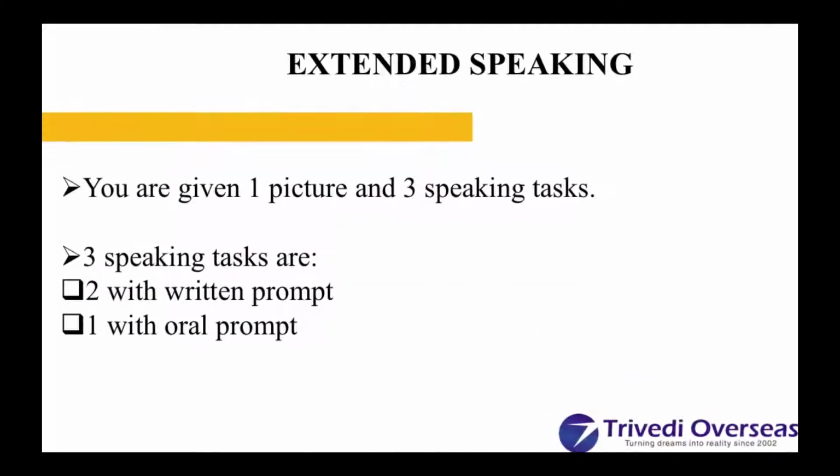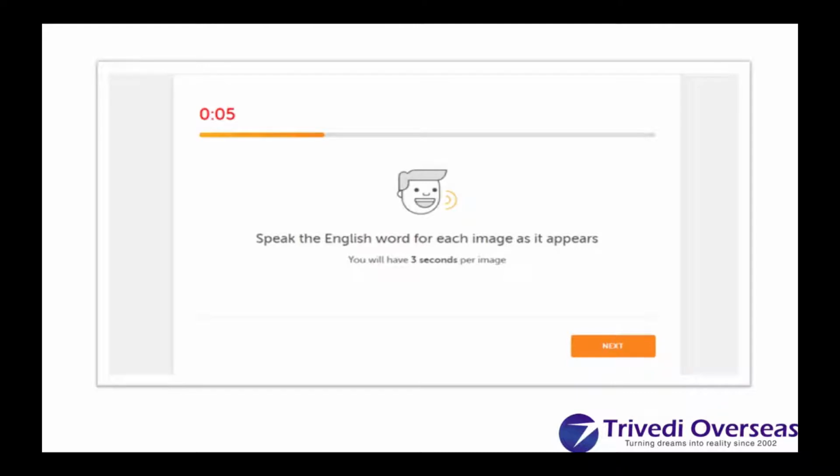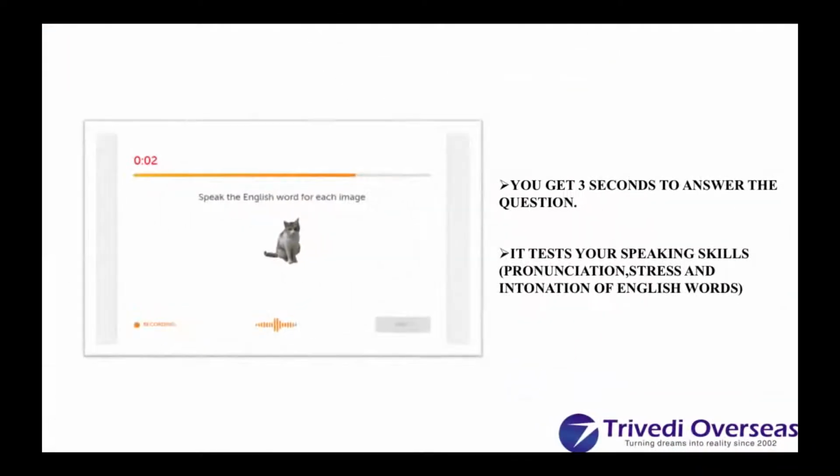So your job is to fill those letters in a way that it all makes sense. Next is the extended speaking. You are given 1 picture and 3 speaking tasks. The 3 speaking tasks are with a written prompt and with an oral prompt. You have to speak the English word for each image as it appears and you will have 3 seconds per image. So you have to quickly go through the pictures and give 1 or 2 words for that.